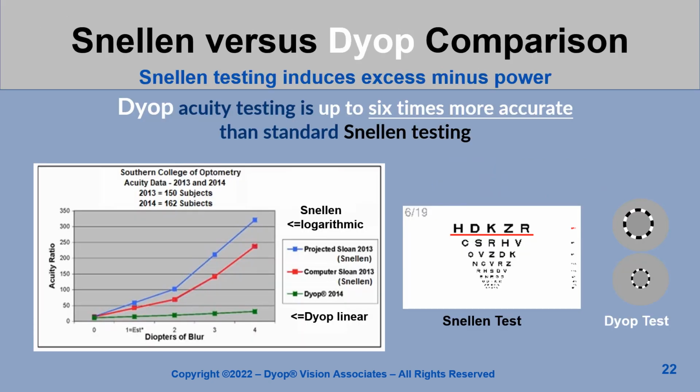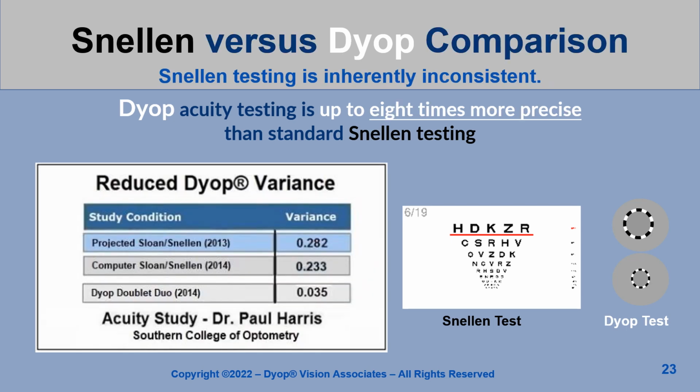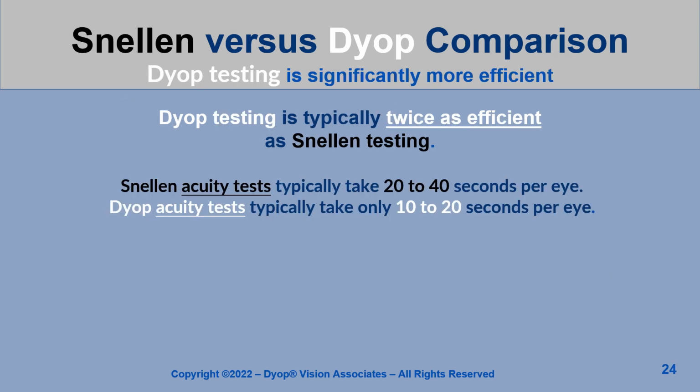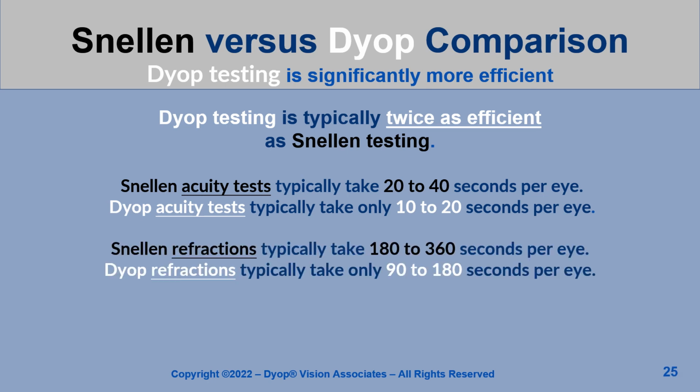As a result of the precision of the Dyop stimulus, Dyop acuity testing is up to 6 times more accurate than standard Snellen testing. Dyop acuity testing is up to 8 times more precise than standard Snellen testing. Dyop testing is typically twice as efficient as Snellen testing. Dyop acuity tests typically take only 10 to 20 seconds per eye. Dyop refractions typically take only 90 to 180 seconds per eye.